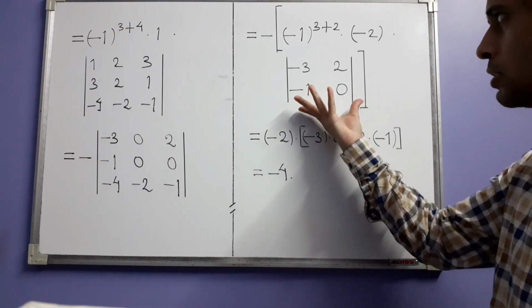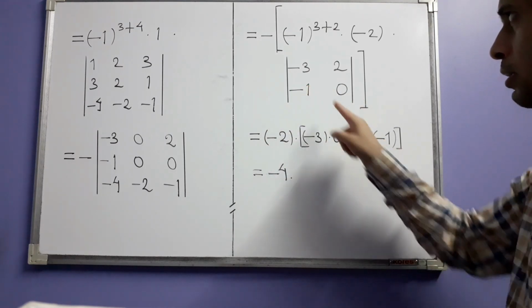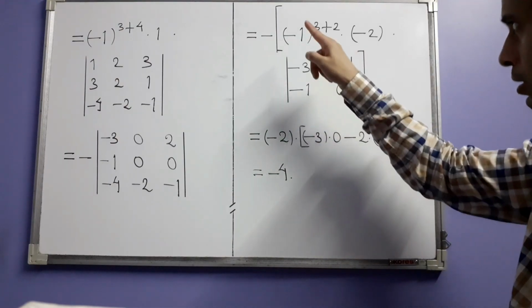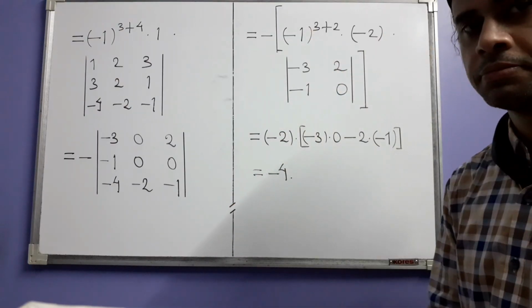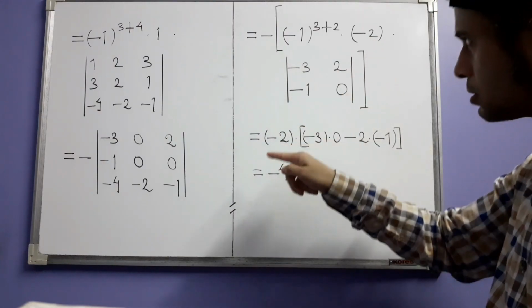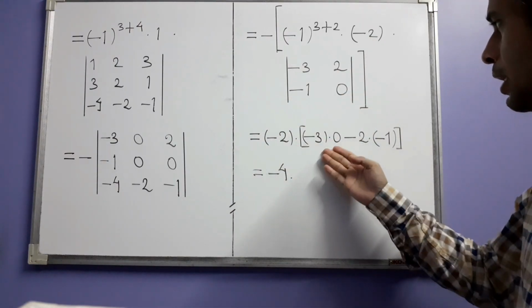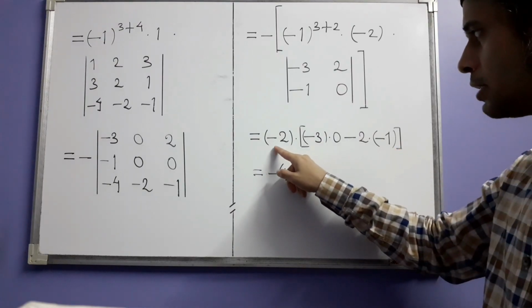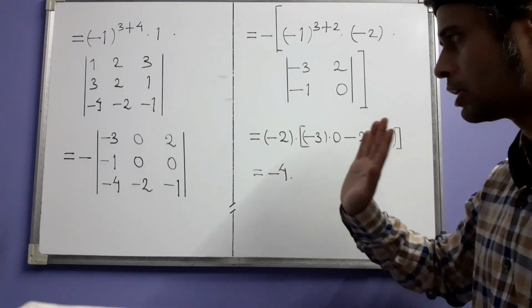And the expansion of this 2 by 2 determinant you have here: minus 3 times 0 minus 2 times minus 1. Okay, this times this minus this times this. And you can see that this is 2, minus 2 times minus 1, and outside you have minus 2. So you have minus 4.